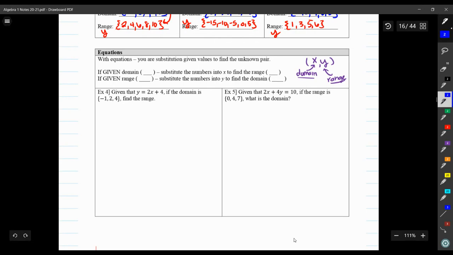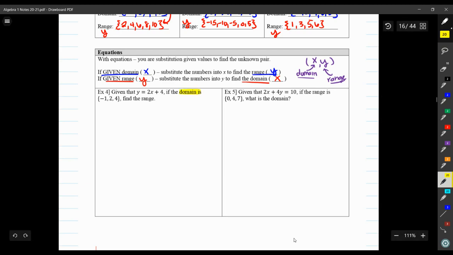If you are given domain, that means the x's. Substitute those numbers in for x, and to find the y value, find your range. On the other hand, if you're given range, that's your y's. Substitute those numbers into y to find the domain x. So let's look at example 4. It says, given that y equals 2x plus 4, if the domain is -1, 2, 4, find the range.